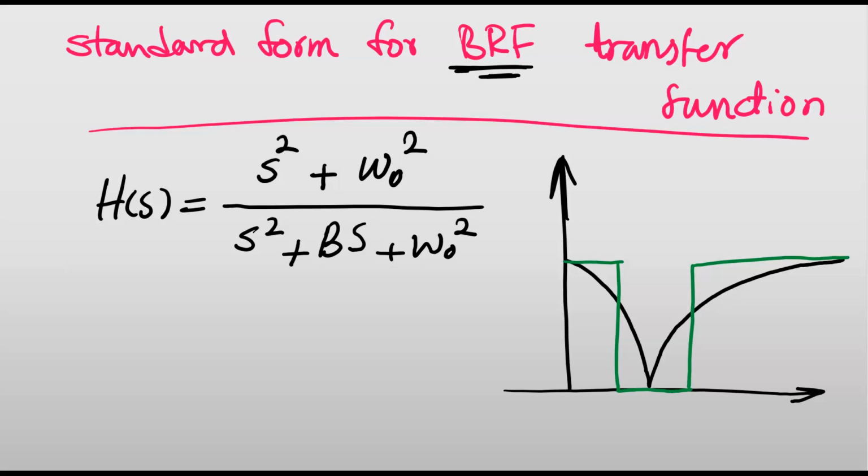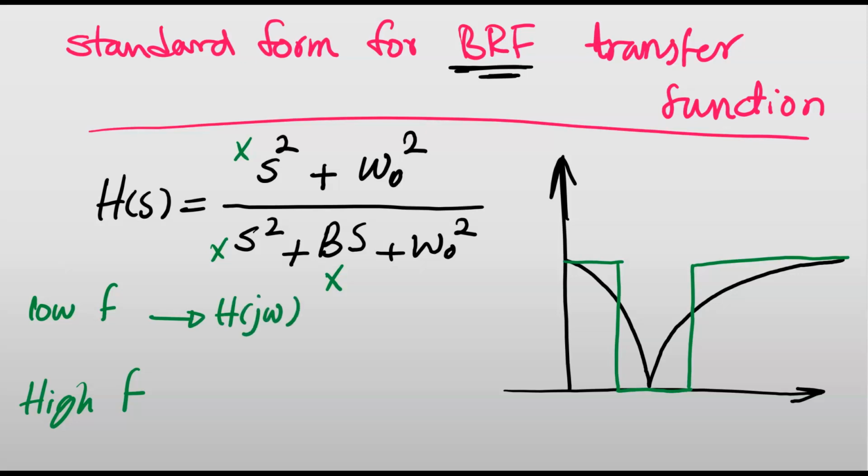Now let's take a look at this transfer function and see why we can make such an assumption. So I want to look at low frequencies and high frequencies. In low frequency, I can say s squared and s are close to 0 because my frequency is approaching 0. So this term and this term will be eliminated. And what I have left is omega naught squared over omega naught squared, which is equal to 1. So H at j omega, in which omega is a very small frequency, approaches 1.